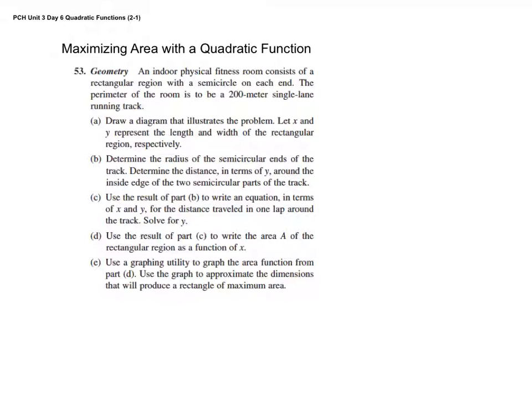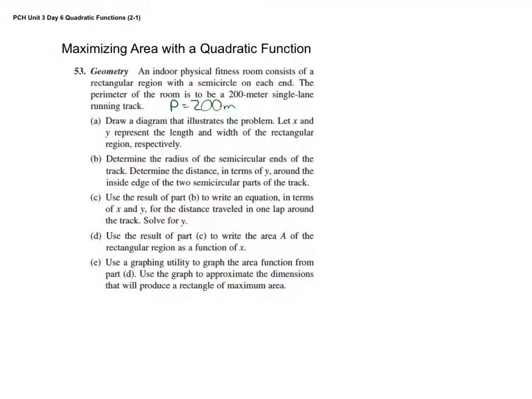Here it says an indoor physical fitness room consists of a rectangular region with a semicircle on each end. The perimeter of the room is to be a 200-meter single-lane running track. Okay? So let's write down what we're given already. Okay? So my perimeter is 200 meters.